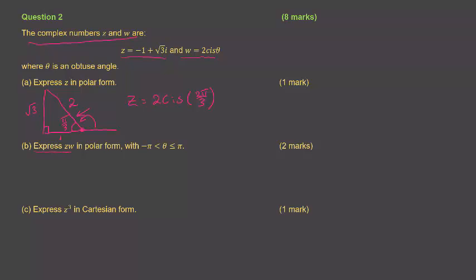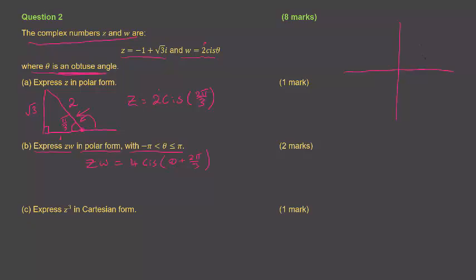Express ZW in polar form with theta between -pi and pi. Well, we know that we multiply the moduli, so that's going to be 2 and 2, so that's going to be 4. And we add the arguments, so that's going to be theta plus 2 pi by 3. But we were told in the question that theta is obtuse.